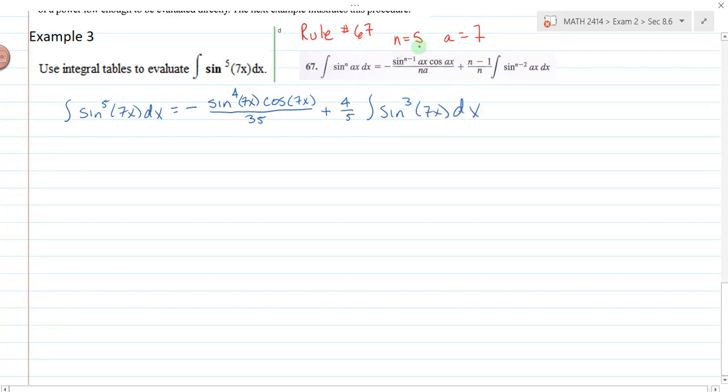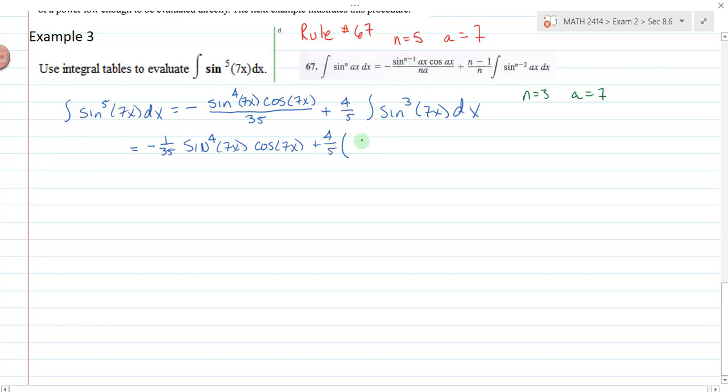So when we plug in an n for 5 and a 7 for a, this integral becomes this, which leads us to another integral that would fit rule number 67, wouldn't it? So this time n is going to be equal to 3 and a is still equal to 7. So we're going to repeat another iteration of this. And I'm going to rewrite this first term as negative 1 over 35 sine to the 4th 7x cosine 7x plus 4/5 times, and now I've got to apply the right hand side of this formula again.